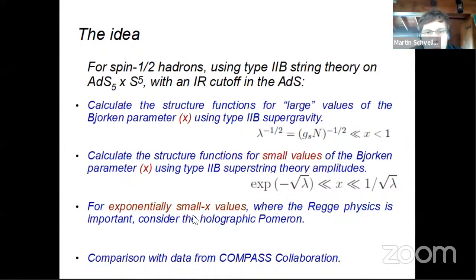And finally, in the exponentially small values of the Bjorken parameter, where the Regge physics becomes important, we're going to see certain techniques called holographic Pomeron techniques. And finally, I will show you some comparison with the experimental data from the COMPASS collaboration, which runs at CERN.